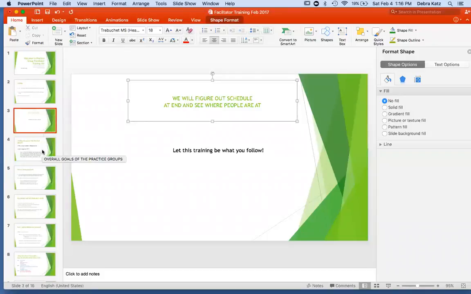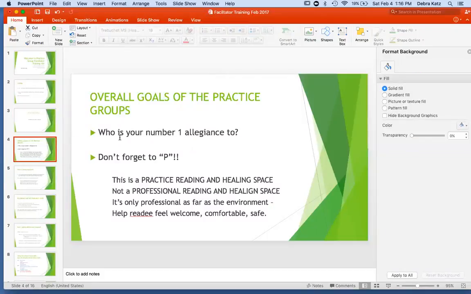So what I want to do here is start off with what are the overall goals of the practice groups. And the overall goal is to create a safe, supportive environment in which the students can practice. That's the overall goal first and foremost.